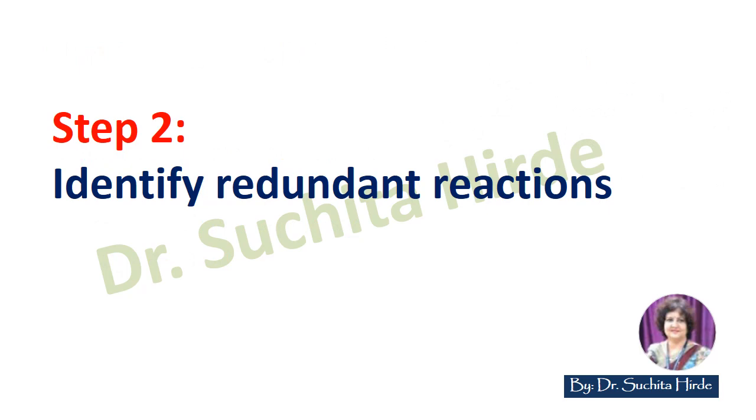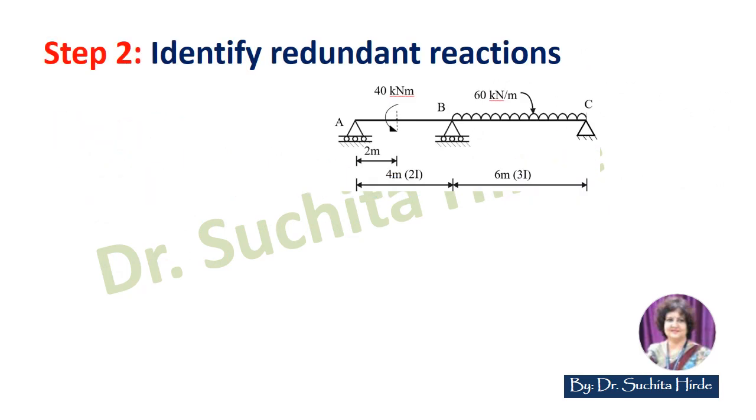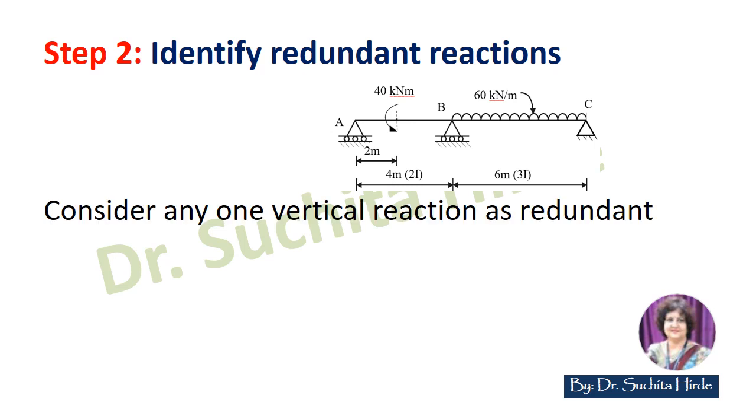Next step is to identify redundant reaction in the structure. Degree of static indeterminacy in this beam is 1. That means there is one redundant reaction in this beam which cannot be calculated using three equations of equilibrium. Therefore, we have to consider any one vertical reaction as redundant reaction. In this case, I am considering RB as redundant reaction.